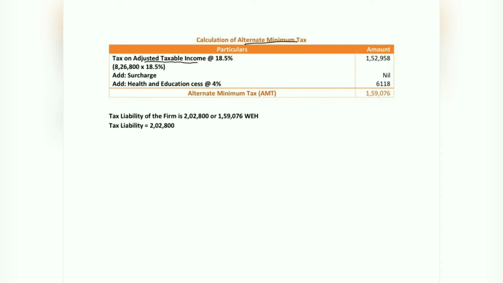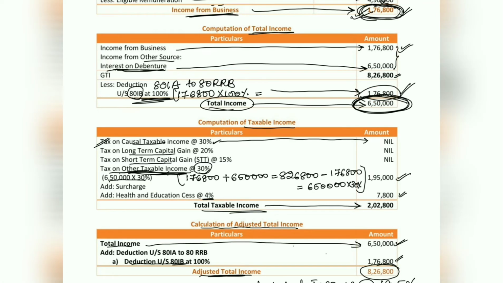Tax on adjusted total income at the rate of 18.5%. So 8,26,800 into 18.5%, the value comes to 1,52,958. We do not have surcharge since the value has not exceeded the limit. And we will calculate health and education cess at the rate of 4%. So on 1,52,958, if you calculate 4%, the value comes to 6,118. So your alternate minimum tax value is 1,59,076 rupees.